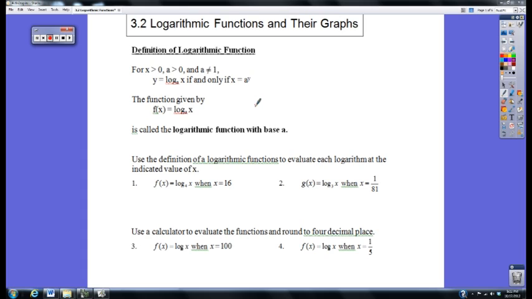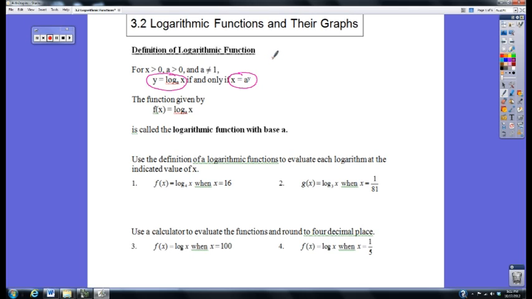Today's lesson is 3.2, Logarithmic Functions and Their Graphs. Before we start any examples, I felt like the best thing to do for today was to review transforming exponential equations into logarithmic equations. I'm just going to make up something that is a true statement and review transforming these with you like we did last year in Algebra 2.